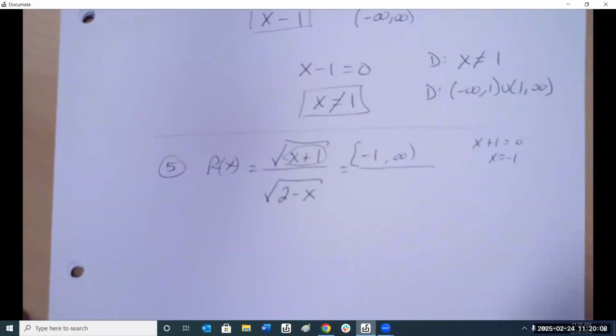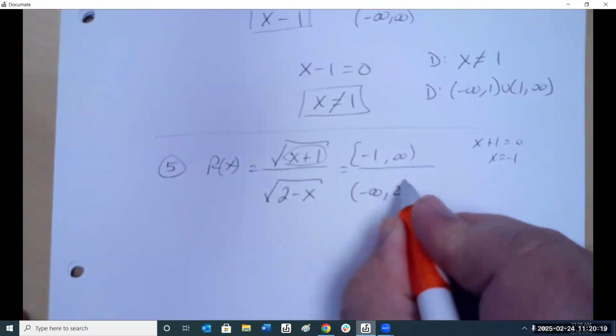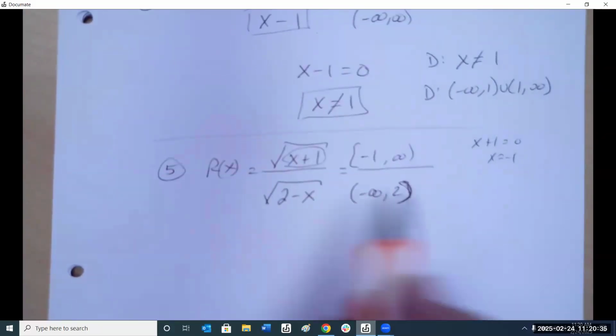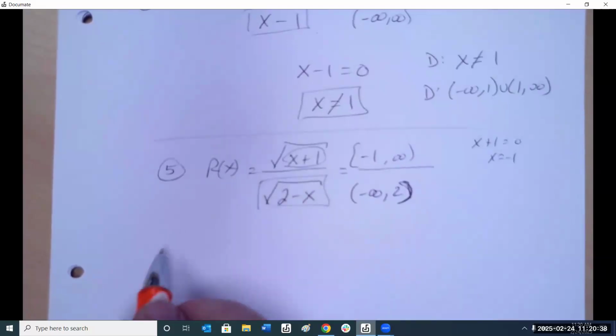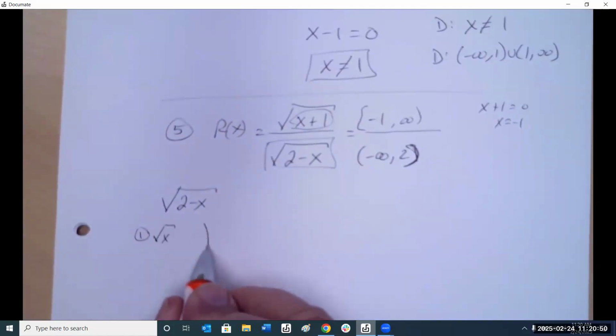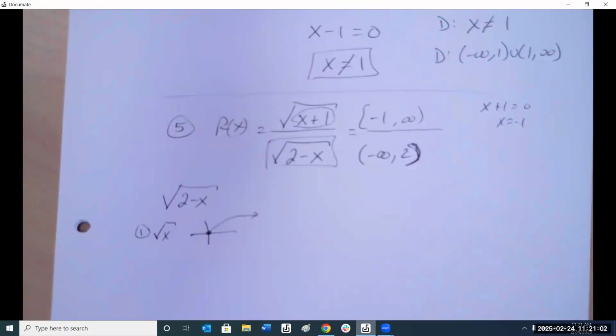Where's the bottom going? Why is it from negative infinity to 2? Let's look at this function. First off, from the library of functions, what function is it? Square root of x. What's the graph look like? It starts at 0 and it goes like this. Again, memorize the library of functions.